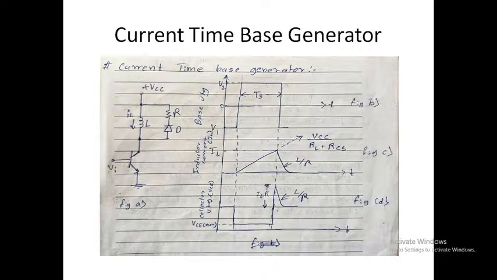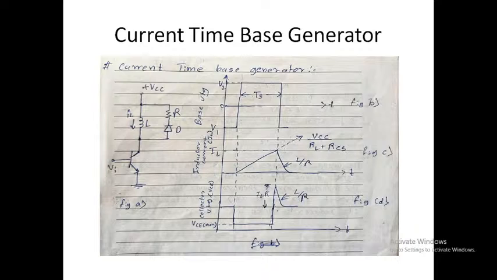Now we'll move on to this time based generator. When the transistor switch is turned on, neglecting the effect of the small saturation resistance RCS, so there is a very small saturation resistance, the current through an inductor increases linearly with time. Here the inductor is a very important part of this circuit.